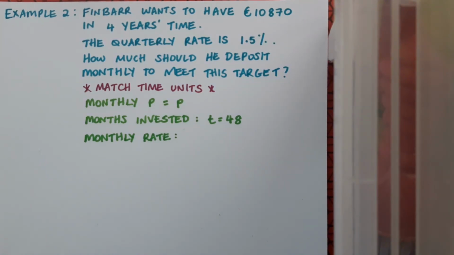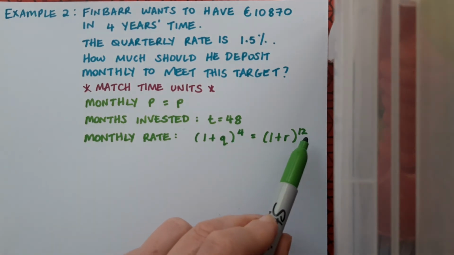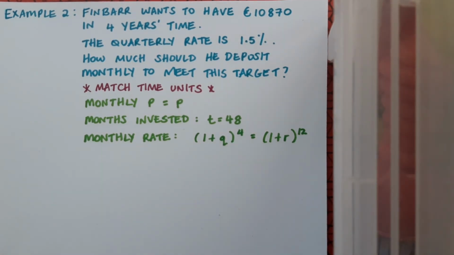Now this time I'm not being given the AER, I'm being given the quarterly rate. So the quarterly rate is the amount of interest that I earn every quarter. So obviously there's 4 quarters in a year, so I'll earn this interest 4 times over the year. And that'll influence how I set up my formula to work out monthly rate. So as I said, a quarterly rate is applied 4 times in the year, and a monthly rate is applied 12 times in the year. So this is what the formula will look like.